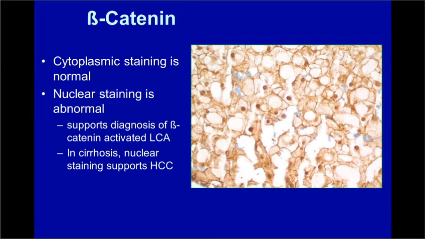Beta-catenin is overexpressed in some hepatocellular carcinomas. So if we have nuclear expression for beta-catenin, it would support either a beta-catenin activated adenoma or a well-differentiated hepatocellular carcinoma.